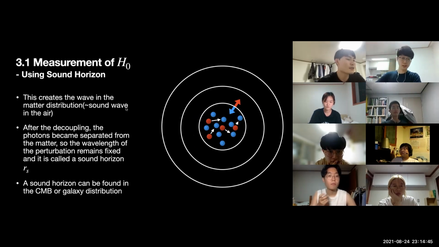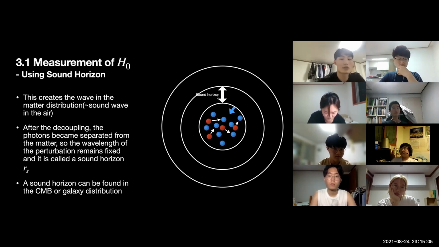But after the decoupling, the photon pressure disappeared, so this wave was fixed and remains invariant from that time. And we call the wavelength of this wave the sound horizon, rs. And this sound horizon can be detected on the CMB picture or the large scale survey of galaxy distribution.